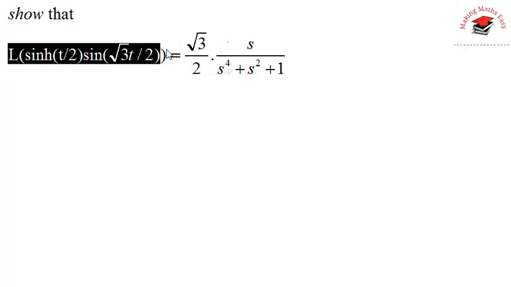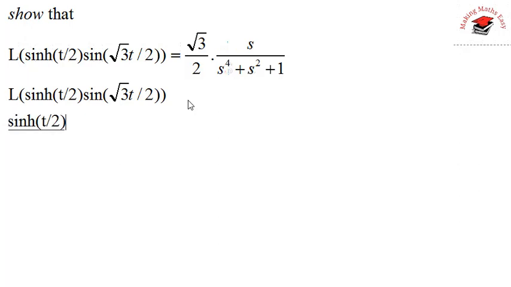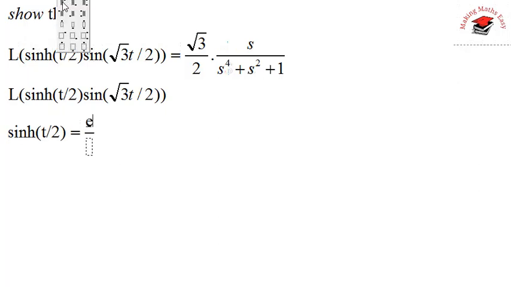The left hand side is Laplace of sinh(t/2) into sin(√3 t/2). So first we will find out the Laplace of this function, but before finding the Laplace of this function, let us know the value of this parameter sinh(t/2). Sinh(t/2) is nothing but a hyperbolic function, as I told you. So the formula for the hyperbolic function: sinh(t/2) equals e^(t/2) minus e^(-t/2), divided by 2.